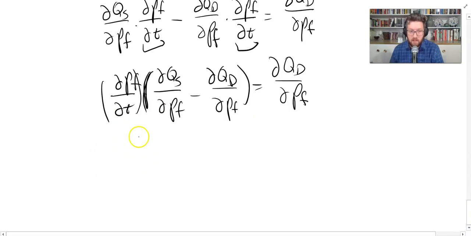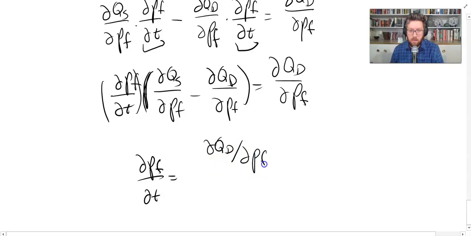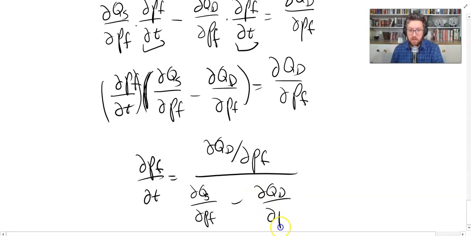Okay, and now let's solve for this little PF explicitly by dividing by this big term in parentheses. And we're going to get that the change in the price firms receive divided by the change in the tax is equal to this derivative divided by this thing. Now you might think we are really none the wiser here. We're just confused. What have we really learned?